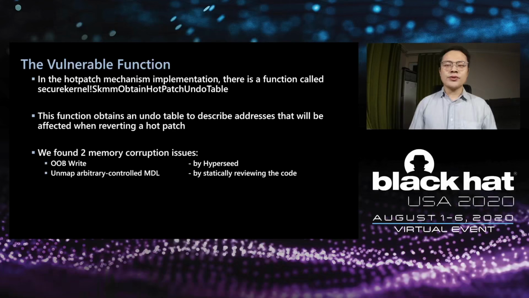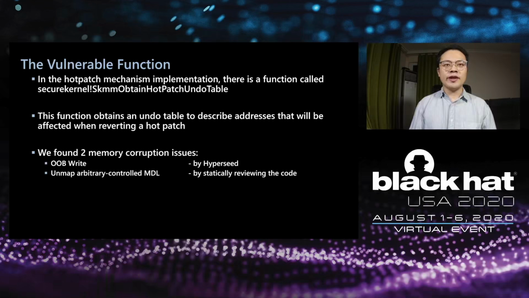Thanks, Saar, for the introduction. I am Daniel. Now let me walk you through the first vulnerability and exploit. In this talk, we will discuss 2 vulnerabilities. They are very different from each other. The only common part is that they are in the same function. The vulnerable function is named SkmmObtainHotPatchUndoTable. It is a long name, but you can tell it is related to the hot patch implementation. The function obtains an undo table. This table describes addresses that will be affected by reverting a hot patch.